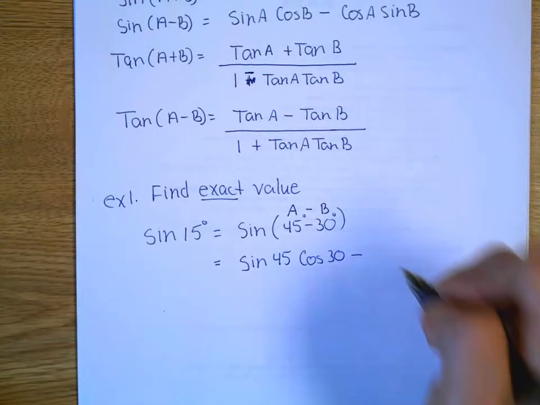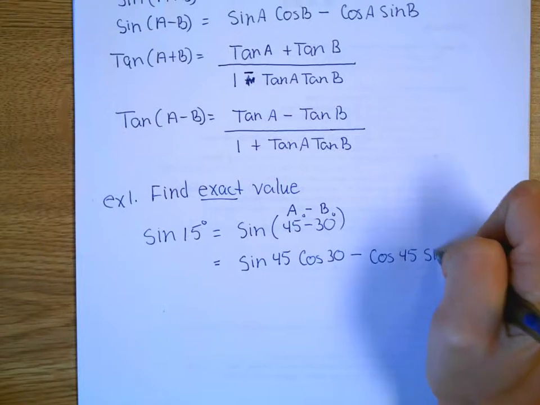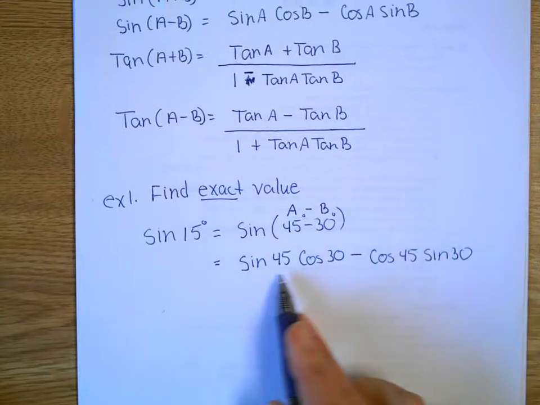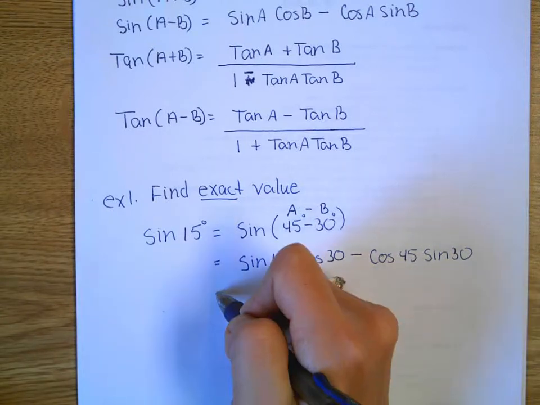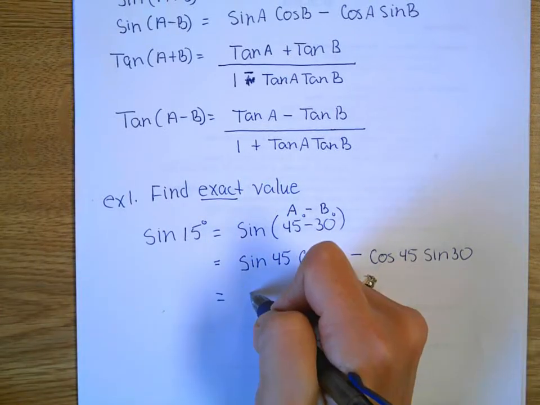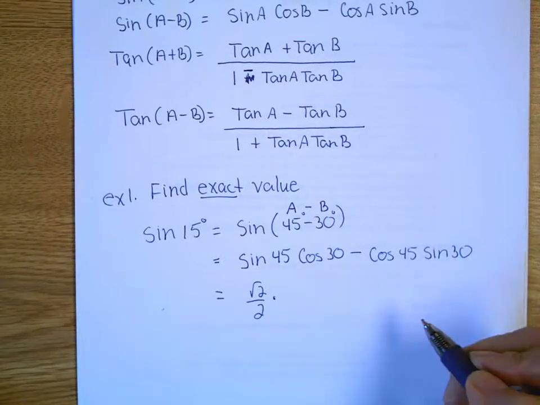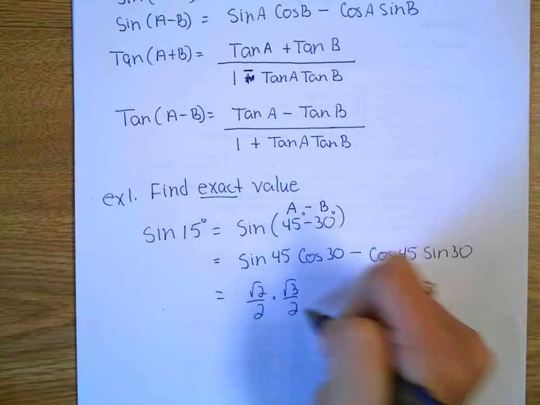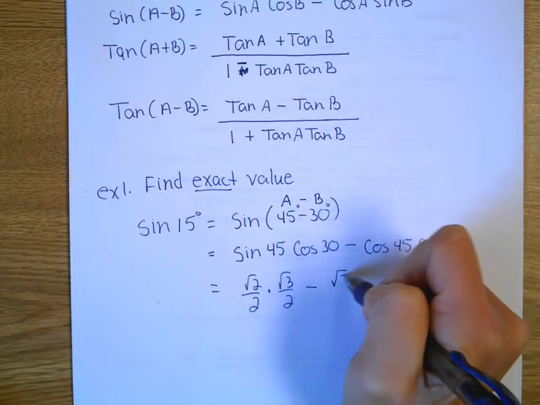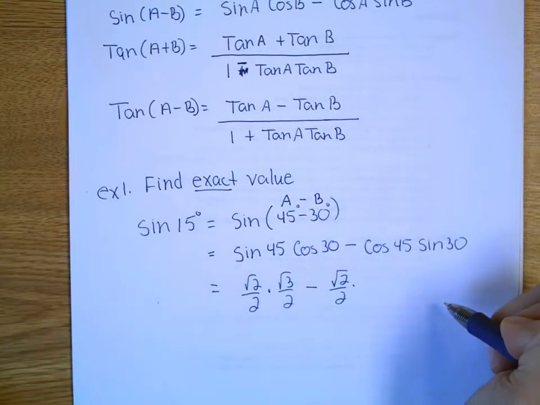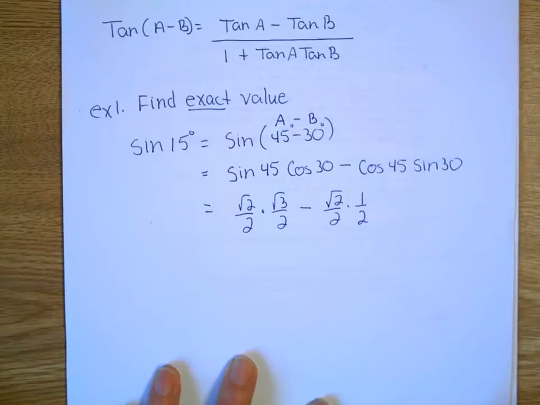Cosine of 45 and sine of 30. These four values now are on your circle sheet. So tell me, what is the sine of 45? Square root of 2 over 2. Cosine of 30? Square root of 3 over 2. Minus cosine of 45? Square root of 2 over 2. And sine of 30? 1/2. Okay, so now we just multiply before we do the subtracting.